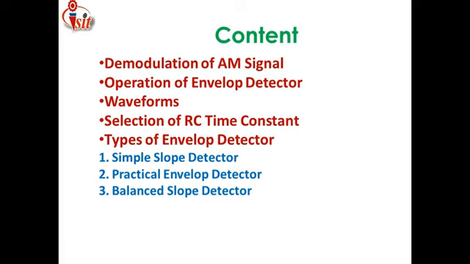There are 4 to 5 types of envelope detector involved in your syllabus, but out of these, today's lecture is related to 3 types. The first one is a simple slope detector, the second one is a practical envelope detector, and the third one is a balanced slope detector. These are the contents of today's lecture. Now let us see one by one.